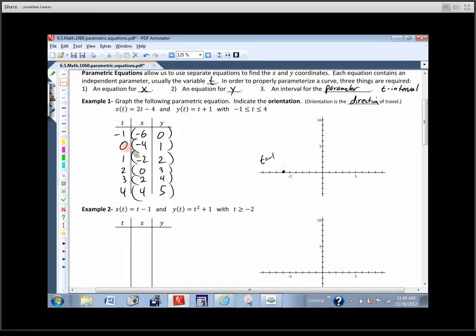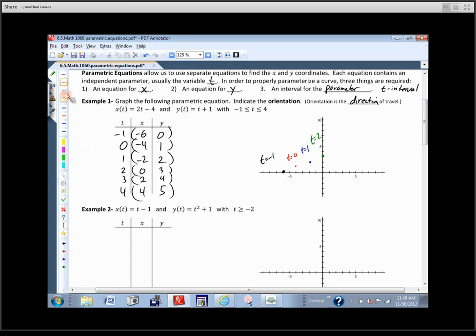Then when t was equal to 0, we were at -4 and 1, so about right here. So that's when t equals 0. I've got another point at -2, 2, so back 2 and up 2, so right here. And that was when t equals 1. Get the idea? Okay, I'll do one more in color, and that's going to be 0, 3, so we're right here. And that one was when t equals 2.